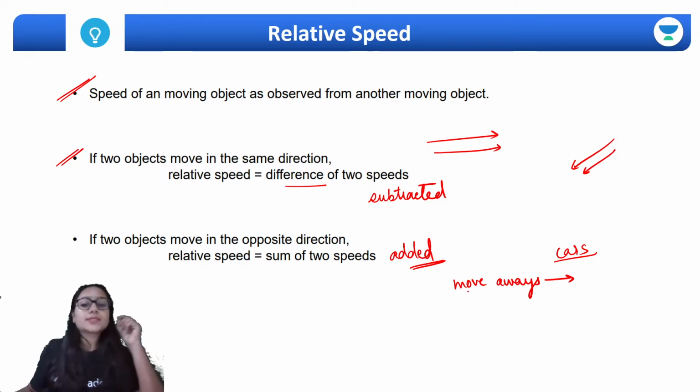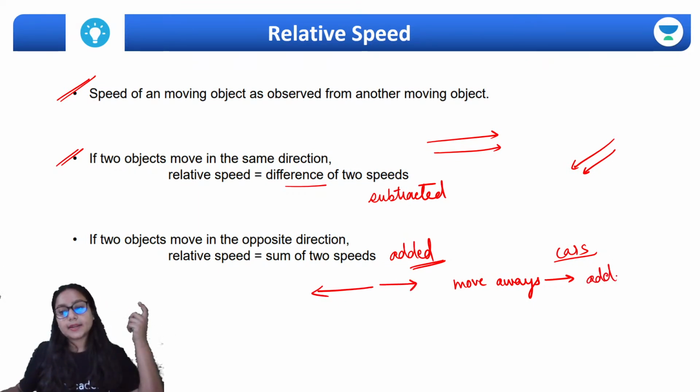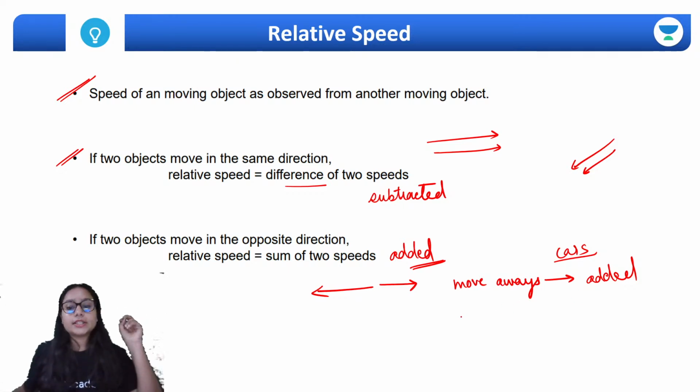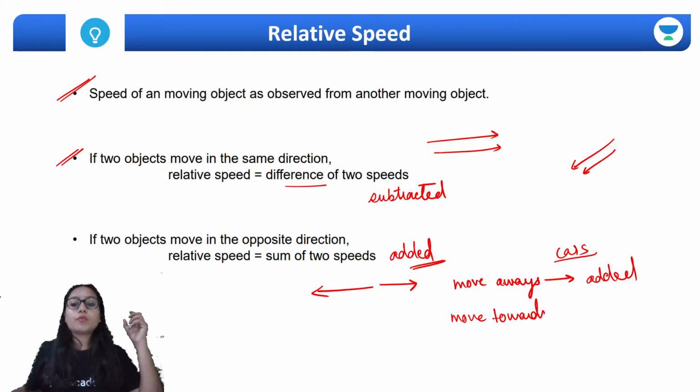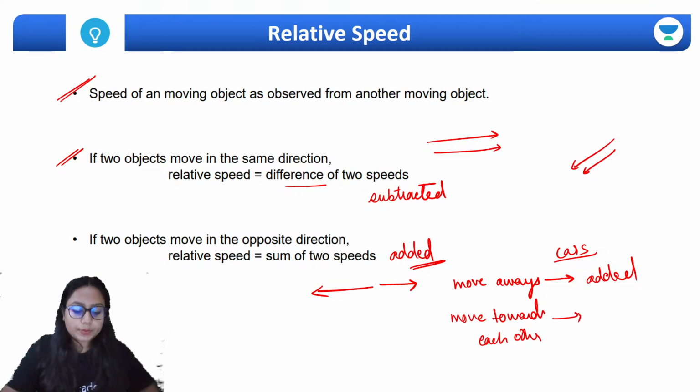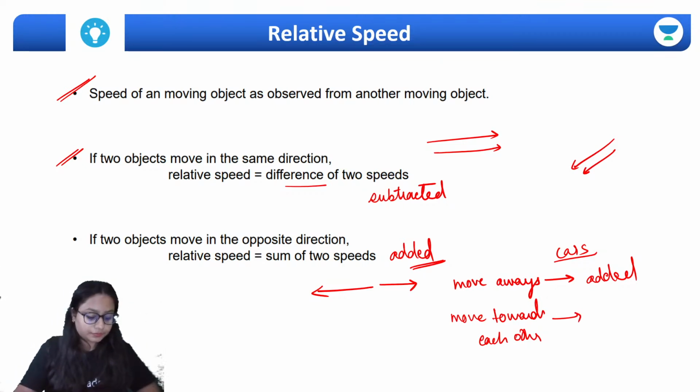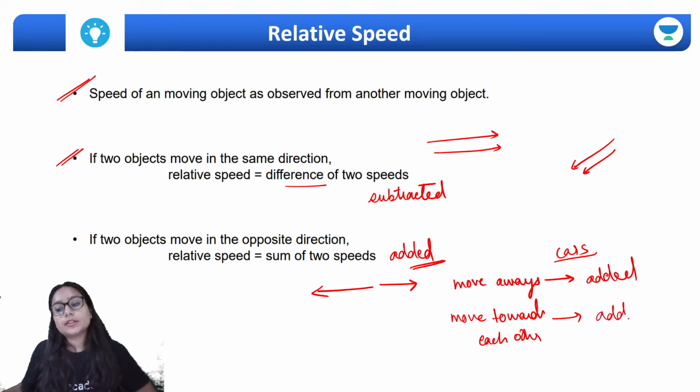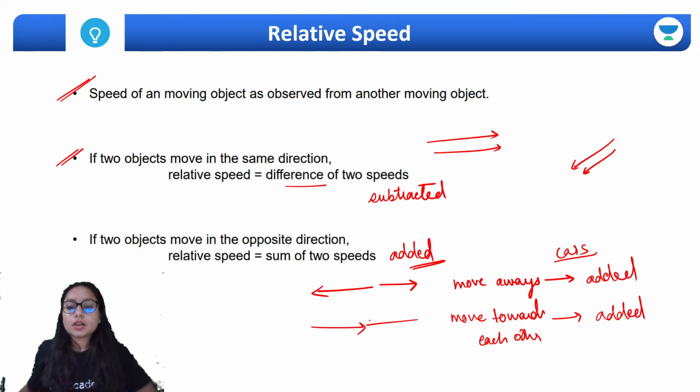So when two cars move away from each other, it means they are moving in opposite directions, hence their speeds will be added. What about when they move towards each other, coming closer this way? What will happen to the speeds, added or subtracted? Everyone, please answer. Correct. In this case also, the speeds will be added because the direction is opposite. I hope this is clear.